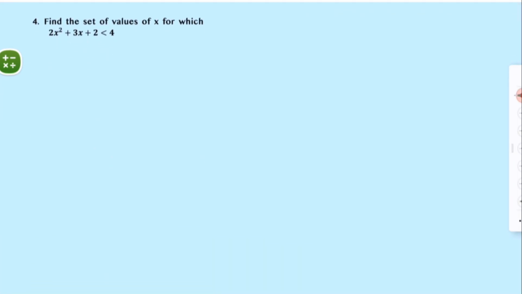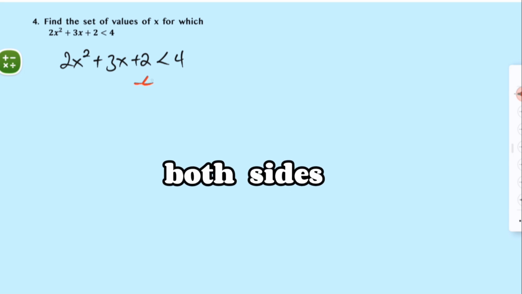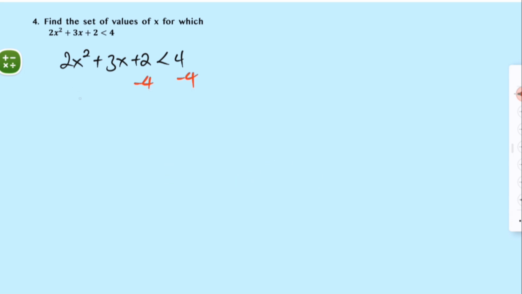Question number 4. Find the set of values of x for which 2x squared plus 3x plus 2 is less than 4. Okay, that's a quadratic inequality. That's why it even says set of values. So we're just going to work this out as normal. Start by subtracting 4 on both sides to isolate this. So we have 2x squared plus 3x plus 2 minus 4, which is negative 2, less than 0.